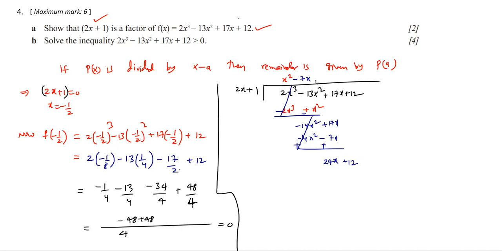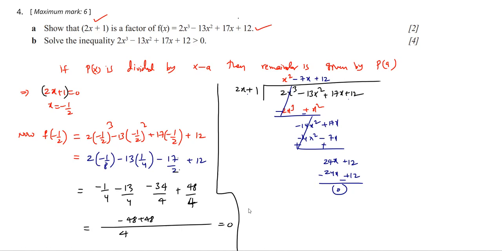So clearly we can see that we need 12 here. 12 times 2 is 24. And 12 times 1 is 12 exactly. See that it's clearly cancelling out. So we get the remainder 0. Means the meaning of this is the factors for this is this times this.